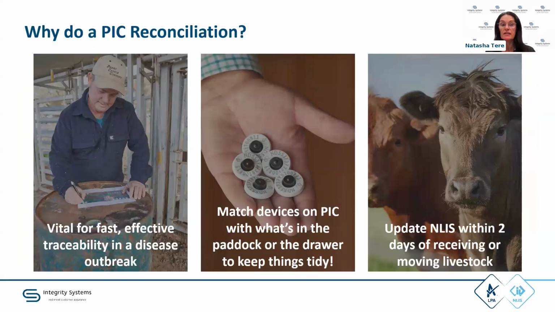So why do a PIC reconciliation? Well, it's vital for fast and effective traceability in a disease outbreak. It indicates what's on the property and what's not. We match the devices on the PIC with what's in the paddock or the drawer to keep things tidy. You must update NLIS within 2 days of receiving or moving livestock, so it shows you when you haven't done what you're supposed to do.